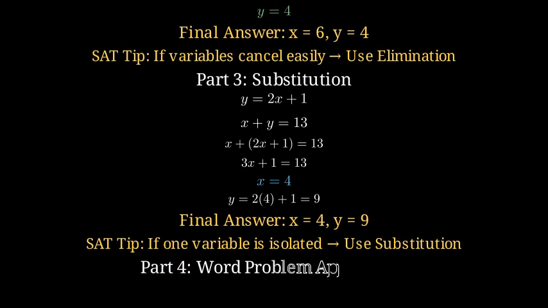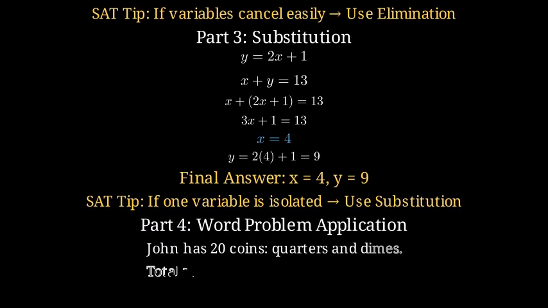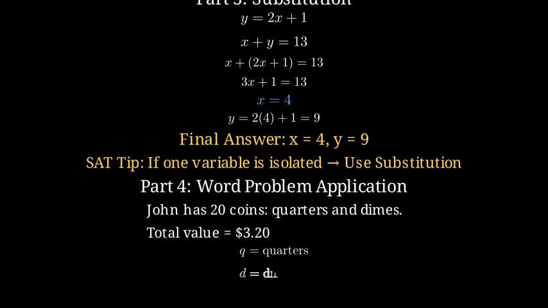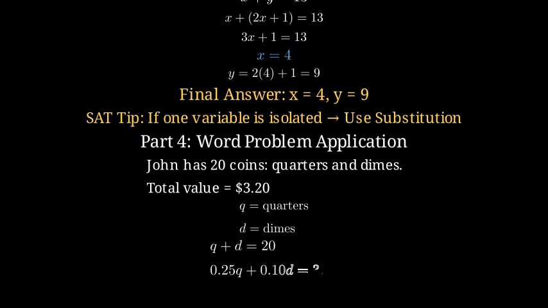Part 4. Word problem application. John has 20 coins consisting of quarters and dimes. The total value is $3.20. How many of each coin does he have? Step 1. Define variables. Let Q be quarters and D be dimes. Step 2. Set up equations. Q plus D equals 20 and 0.25Q plus 0.10D equals 3.20.